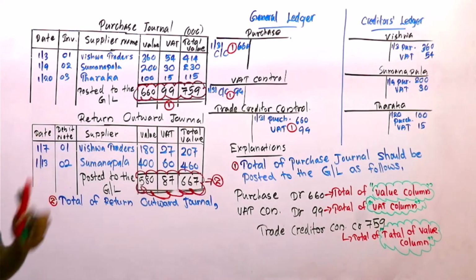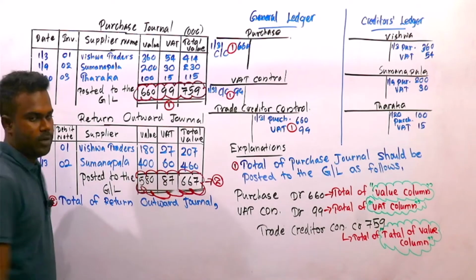Total of return outward journal. Write down the topic. Total of return outward journal.